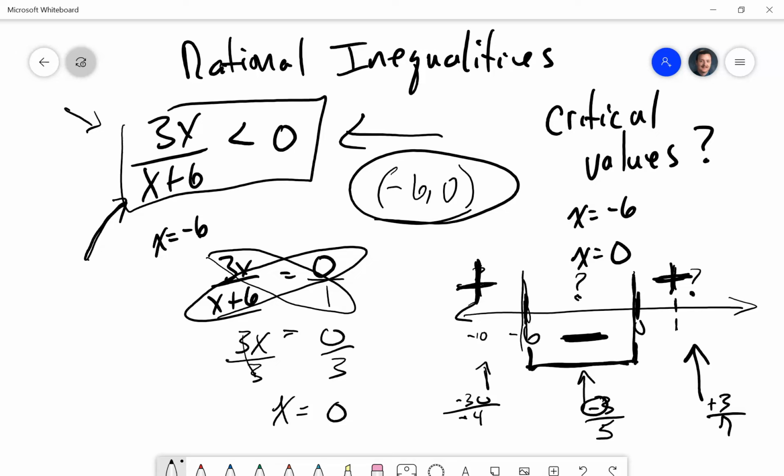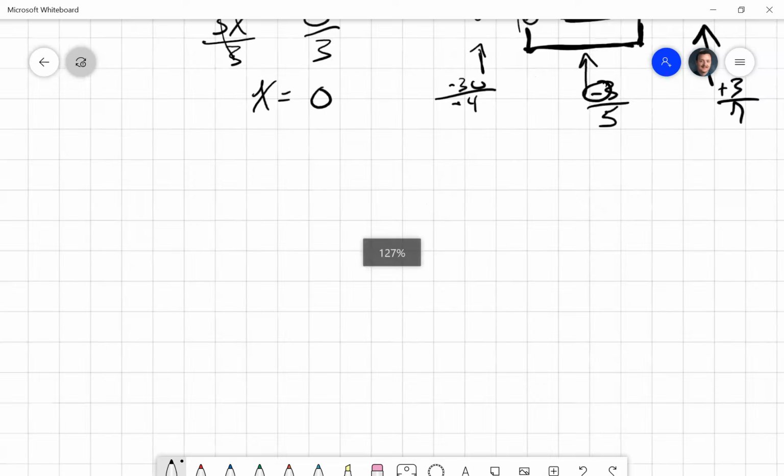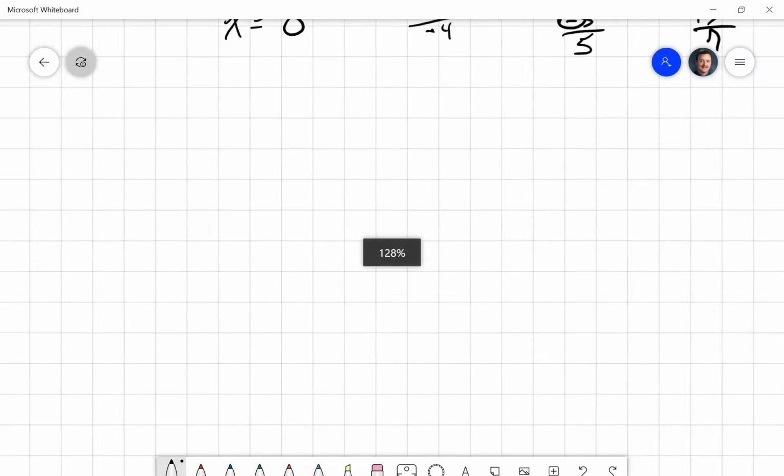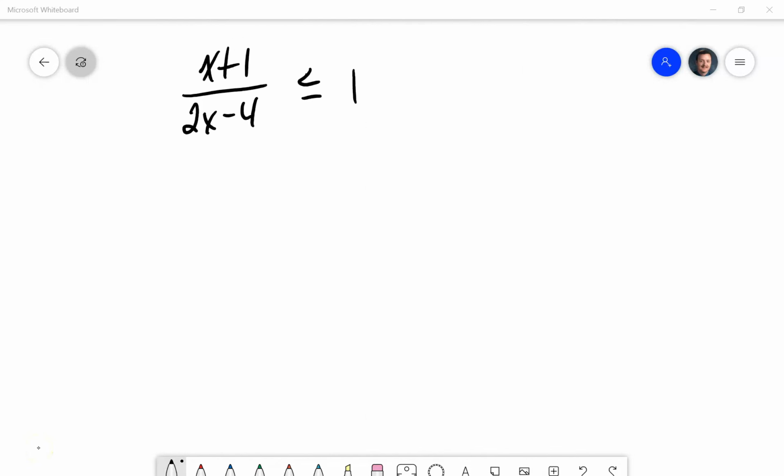What happens when it's not equal to 0 like this, kind of like it was before with the polynomials? So let's see what we can figure out here. Okay, so I have (x plus 1) divided by (2x minus 4) less than or equal to 1. Similar to before, I really need this to be less than or equal to 0. That would be helpful. I don't have to do that. There are some other ways, but it's definitely easier if we can get it less than or equal to 0. So let's see if we can go ahead and figure that out.